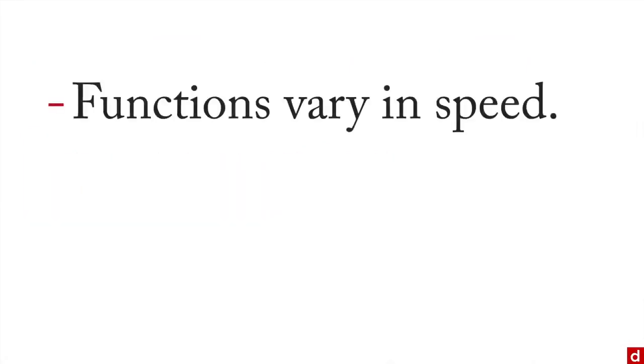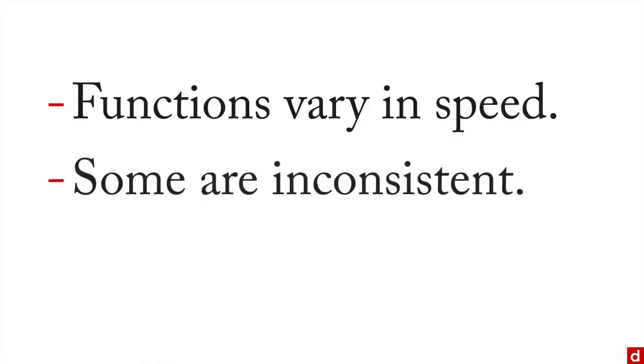So in sum, let me say a few things about Big O. Number one, you need to know that certain functions or procedures vary in speed. And the same thing applies to making demands on a computer's memory or storage space or whatever. They vary in their demands. Also, some of them are inconsistent. Some of them are really efficient sometimes and really slow or really difficult at others.